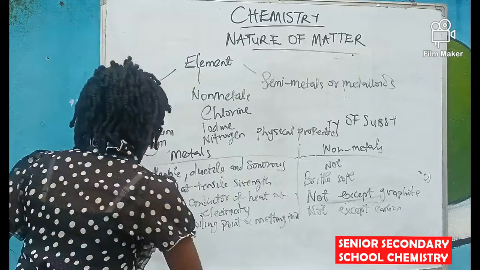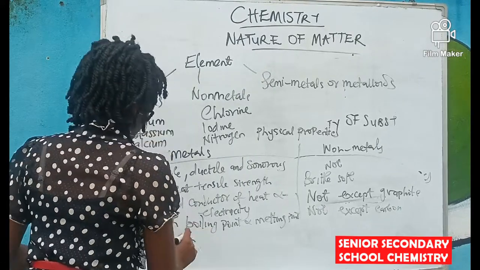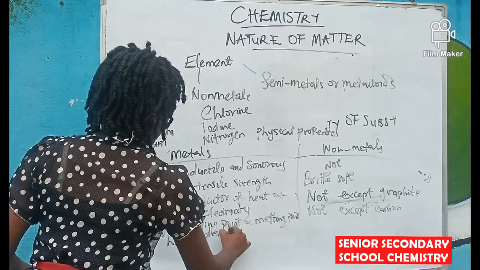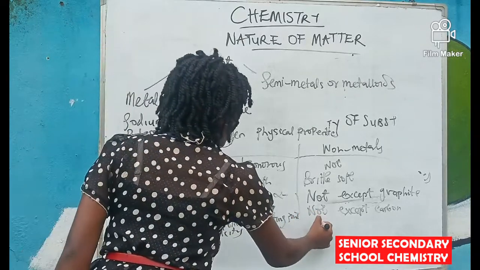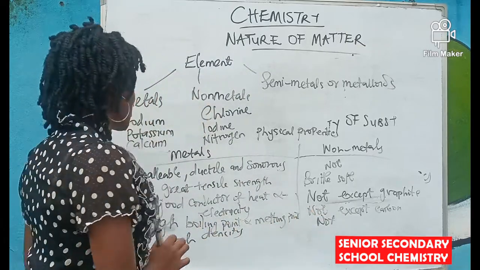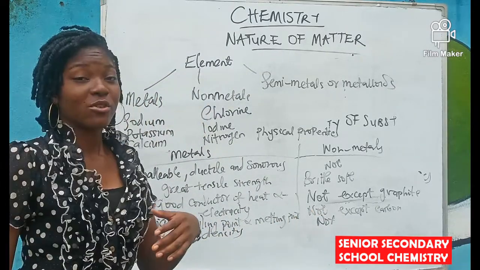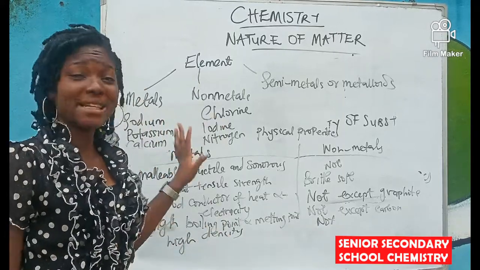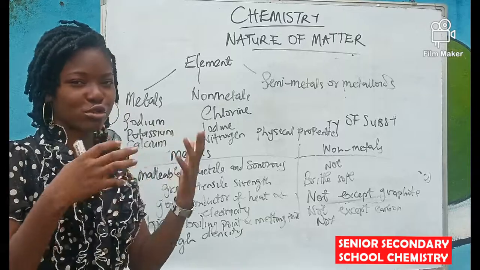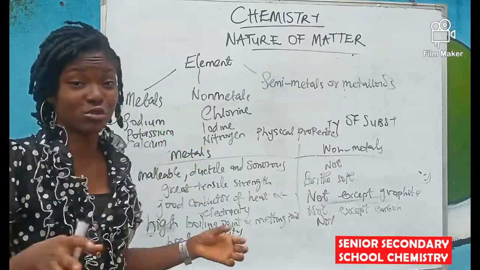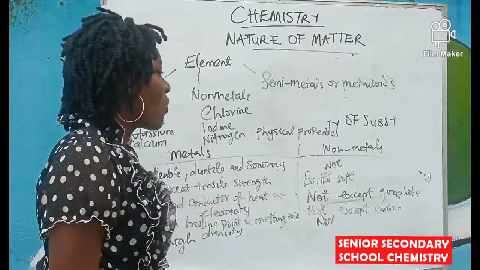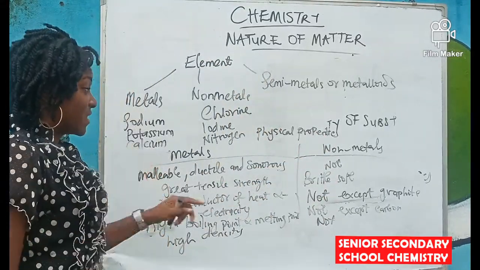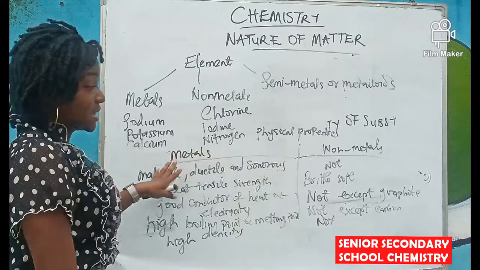Metals, on the other hand, also have high density, high relative density, while non-metals do not. So these are the physical properties of metals and non-metals. Also, metals are lustrous, they glow, they shine, they are radiant, while non-metals are not lustrous. Okay, now we've treated the physical properties of metals and non-metals.